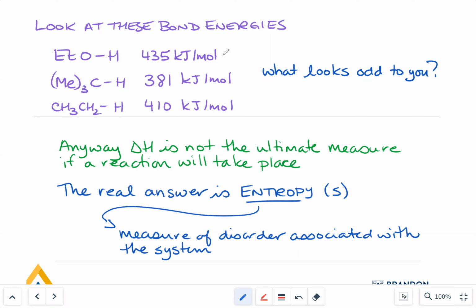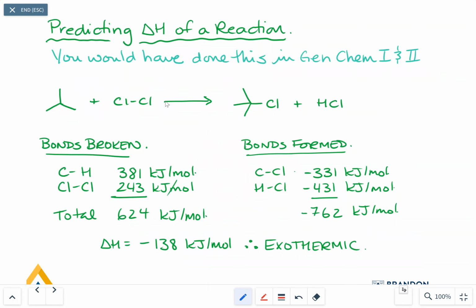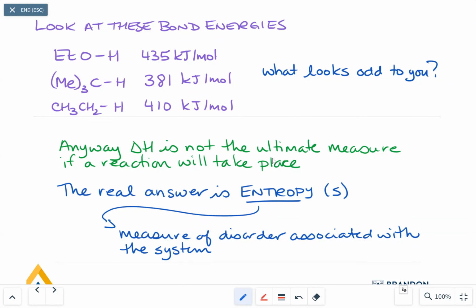But when it comes to heterolytic bond cleavage, for radical reactions, it's a totally different set of circumstances that are going on. But anyway, it's just an interesting little observation. So these reactions here were all determined, like this is basically all about bond strengths. Delta H basically isn't the ultimate measure of if a reaction is going to take place or not. The real answer lies with entropy, which is commonly called the disorder associated with a system.